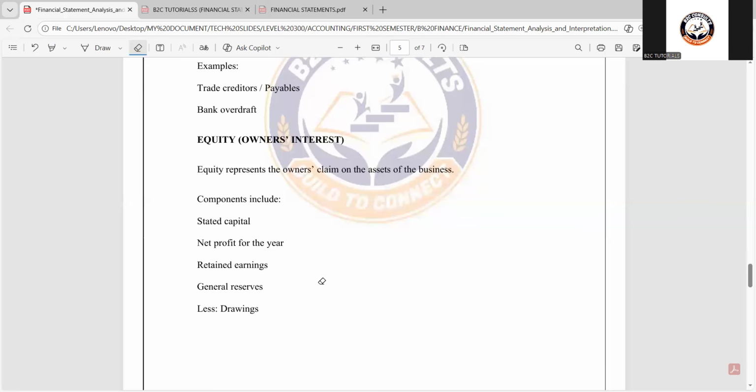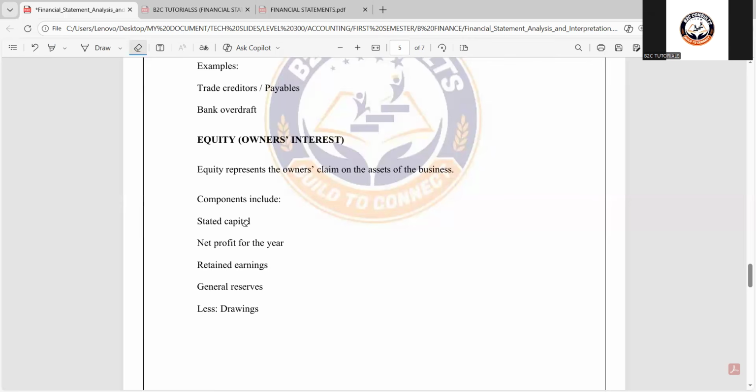We have net profit for the year. This net profit for the year is actually coming from the statement of profit or loss account. The profit that you make, you have to add it to the capital that people have contributed. Then we have what we call the retained earnings. Anytime you make profit as a firm, you can decide to spend everything or you can decide to set some of the money aside. The money that you set aside can be called retained earnings. Now, in the following year, we have reserved some of the money, and that can be called reserves.